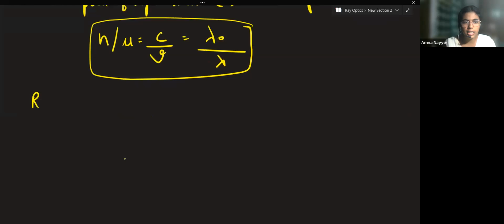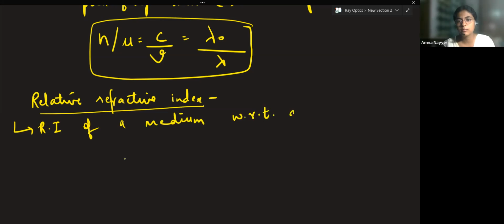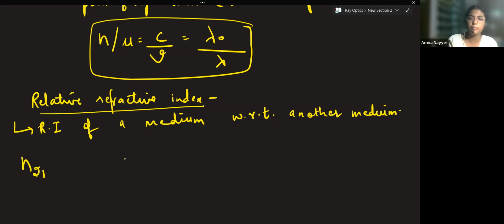Now you have relative refractive index. So this is what? This is refractive index of one medium with respect to another medium. Fine. This is refractive index of a medium with respect to another medium. So let's say n21. This is the refractive index of second medium with respect to one.